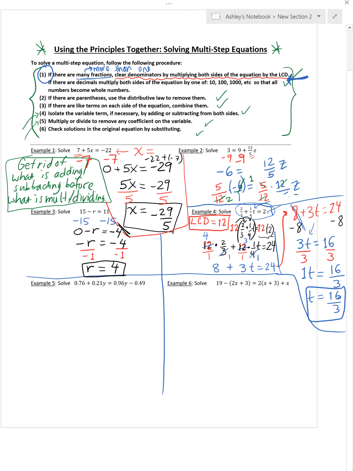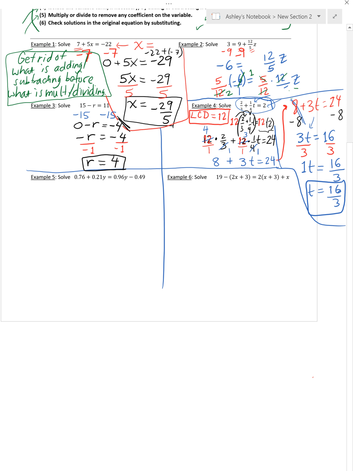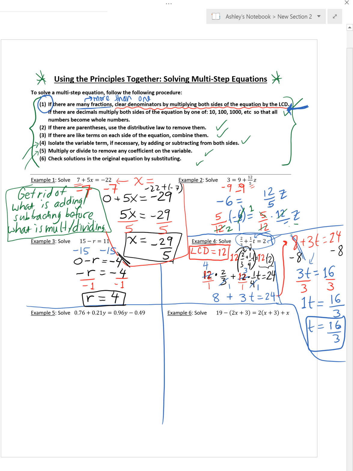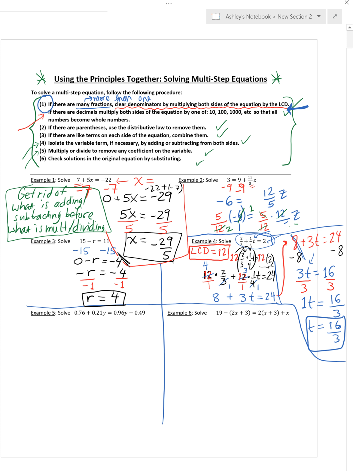All right, so if that didn't make perfect sense, it made somewhat sense. That's a good sign. We'll be using that trick a lot more, and I think the more we use it, the more it'll make sense. And we can use actually a similar trick on the next example, because you notice in this first step up here at the very top where it tells you the procedure, it says, okay, if there are many fractions, you do what we just did.